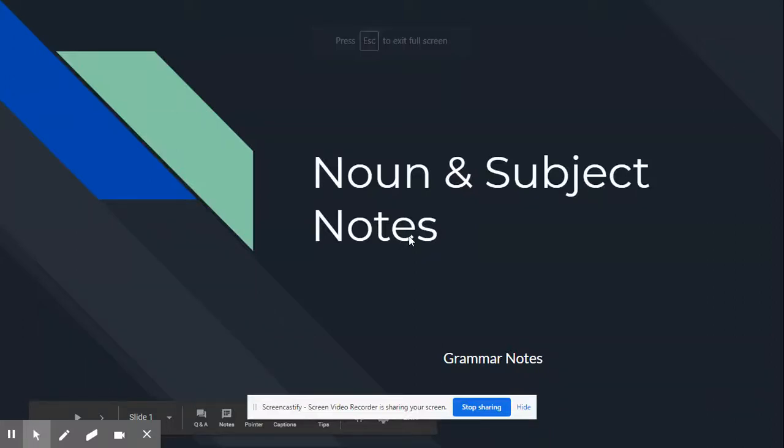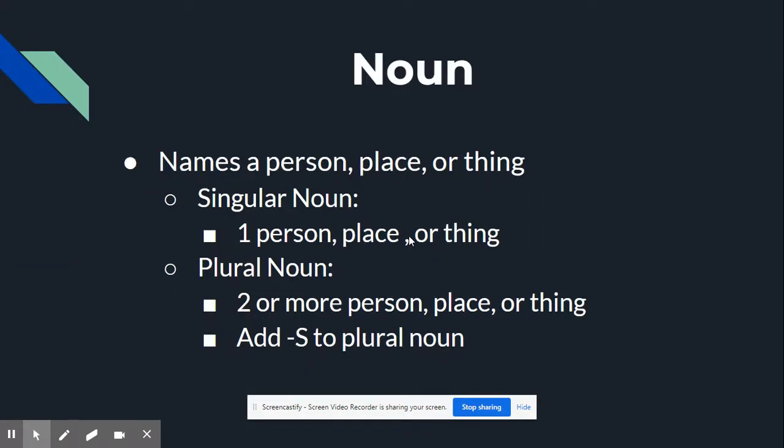Welcome to the Noun and Subject tutorial. So a noun is the name of a person, place, or thing. And there are two types of nouns. Singular, which names one person, that's why it's single. It's one person, one place, or one thing.